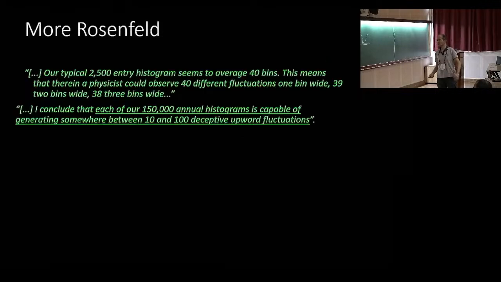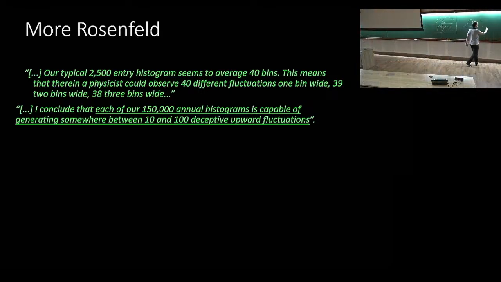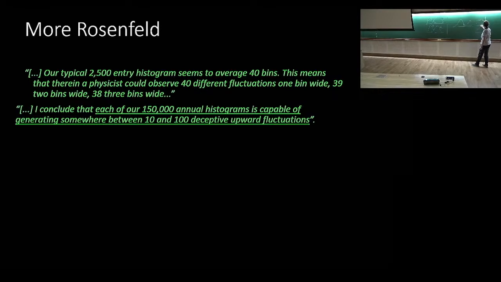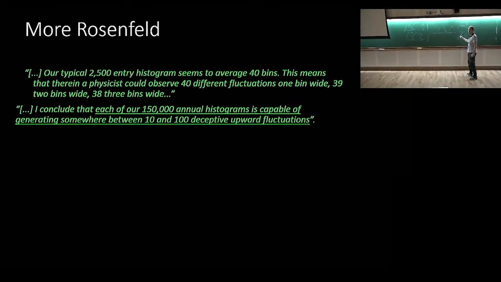And so he's trying to compute the trials factor. And it has 40 bins. This means that therein, a physicist could observe 40 different fluctuations, one bin wide, 39 that are two bins wide. So basically, you plot a histogram, and maybe it has some shape, but maybe it has a high bin there, and somebody will get very excited about this. And if you have 40 bins, there are 40 possible points where a fluctuation arises by chance. But if you are only interested in two-bin bumps, then it's a little bit less frequent that you get a situation like this, but you still do.